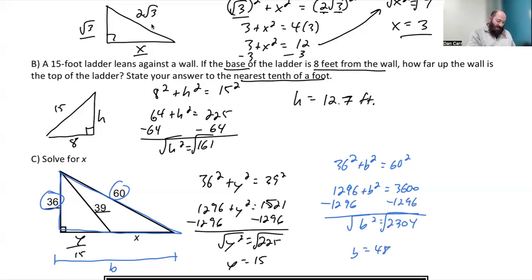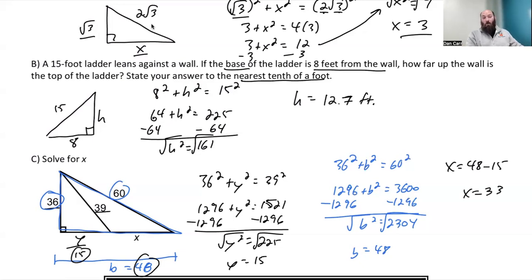Now, that is the entire length here, which is 48. And I want to find the length of x. So x is going to equal 48 minus 15. That's what's left over between this and this when I compare the two. So if I subtract 48 minus 15, I get 33 for x.